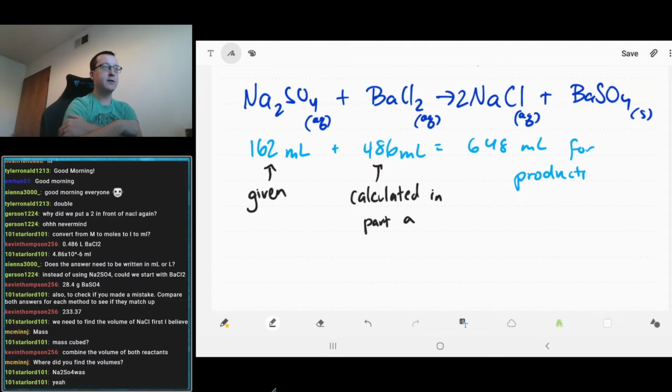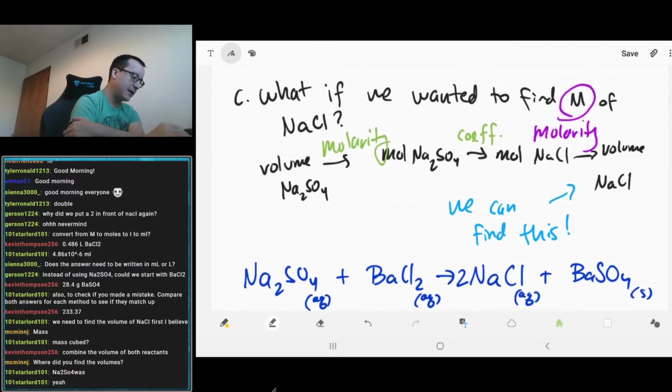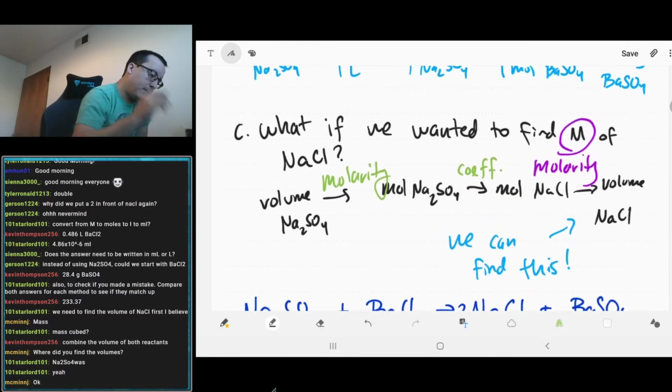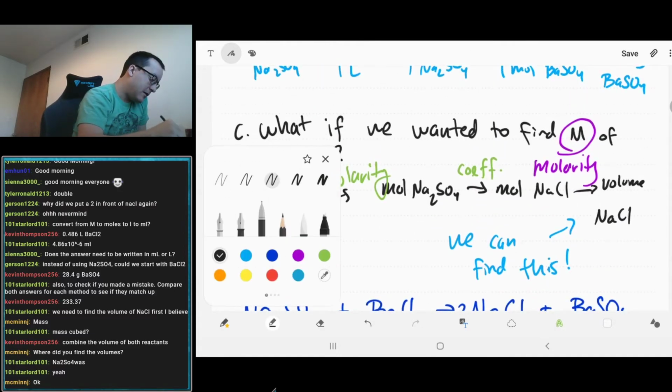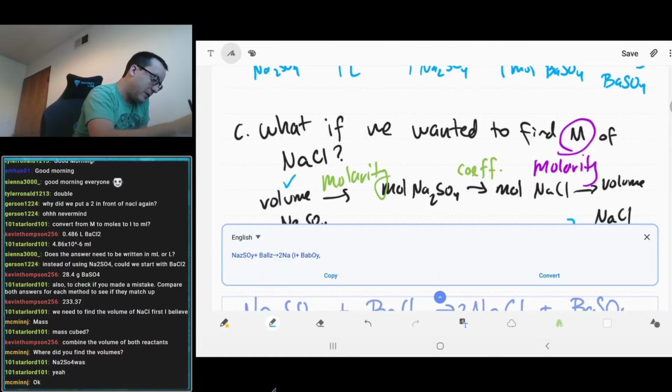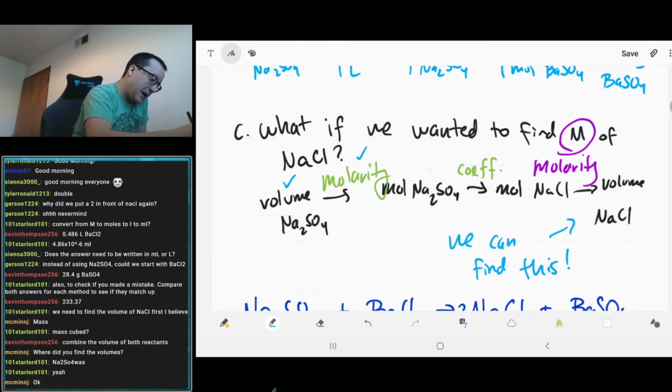Okay, so let's see what our question asked. We wanted to find the molarity of NaCl. So we now have every piece of this puzzle. We have the volume, we have the molarity. We have the coefficients, and we have the volume. So we're missing one conversion factor here. This is how we're going to approach this.